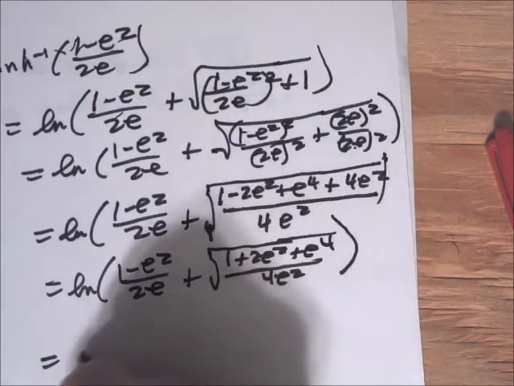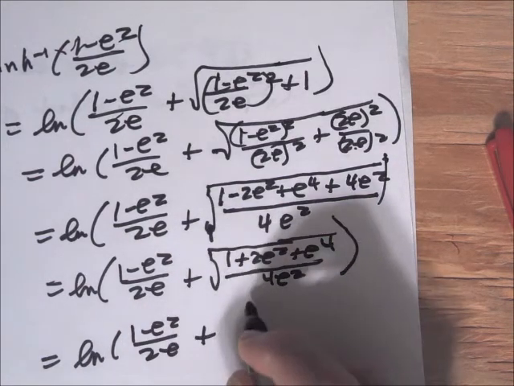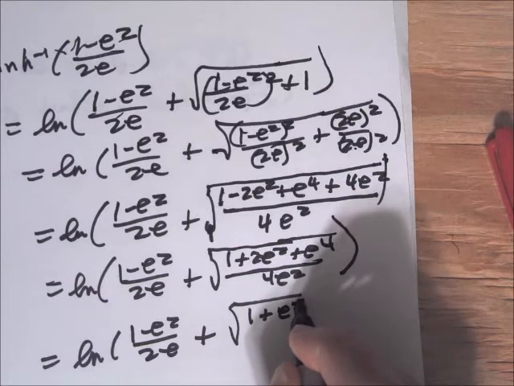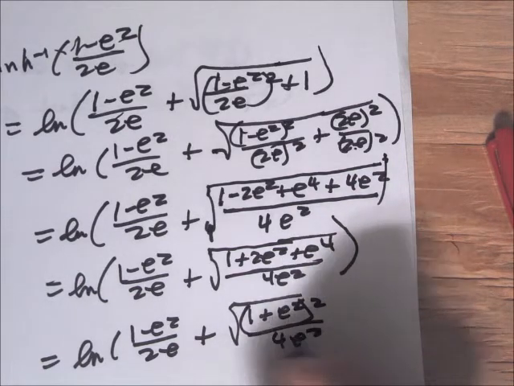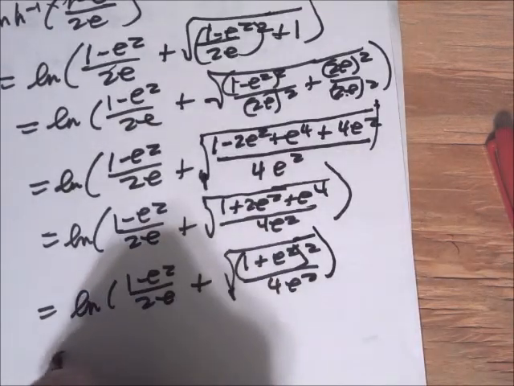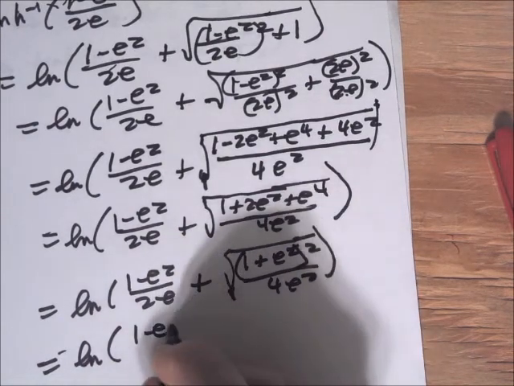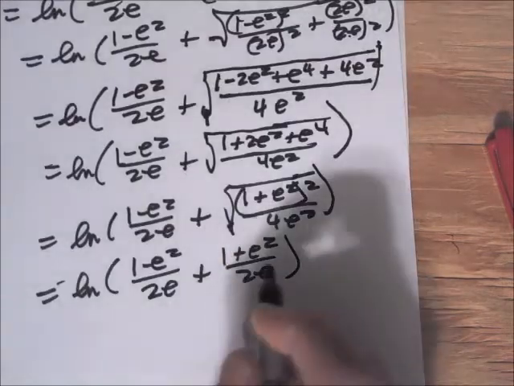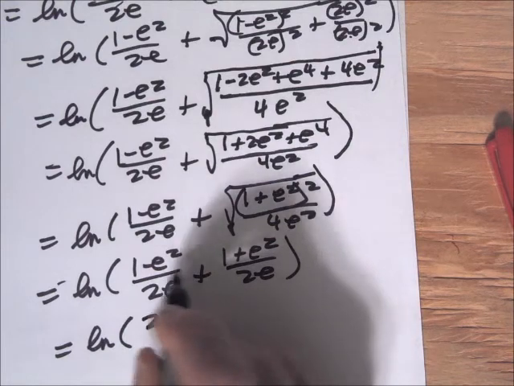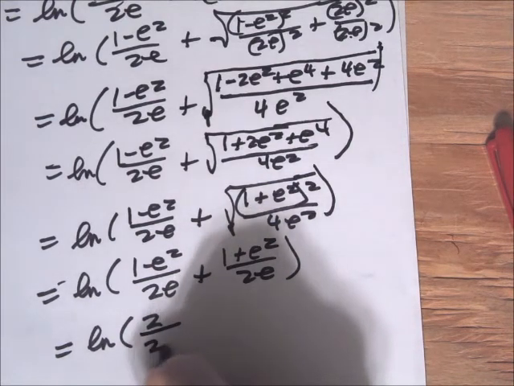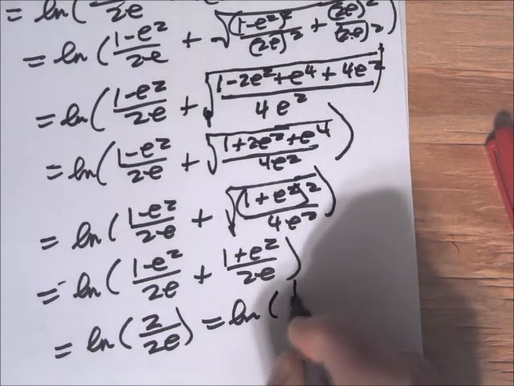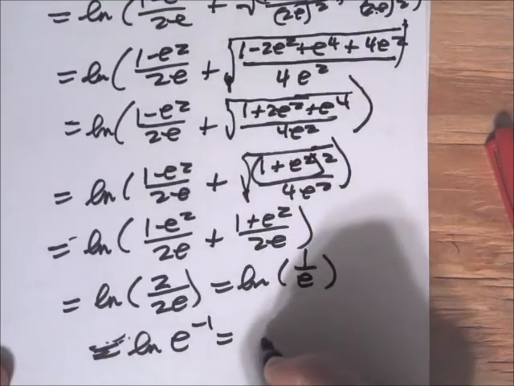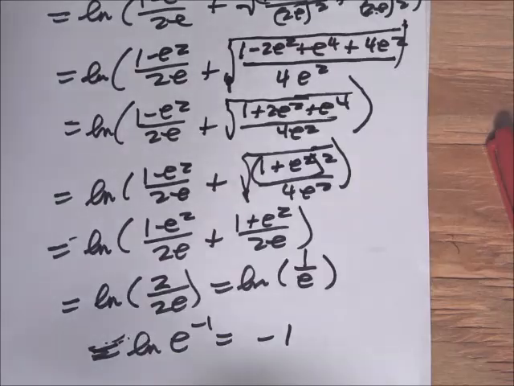And then this is a perfect square: ln of 1 minus e squared over 2e plus square root of (1 plus e squared) squared over 4e squared. If we take the square root, it's going to be the positive square root, since the square root symbol means positive square root. We'll get 1 plus e squared over 2e. With a common denominator, we have ln of (1 plus 1 is 2, minus e squared plus e squared cancels) 2 over 2e. The 2's cancel, ln of 1 over e. Express this as an exponent, ln of e to the minus 1 power, ln and e cancel, and this is just equal to negative 1.